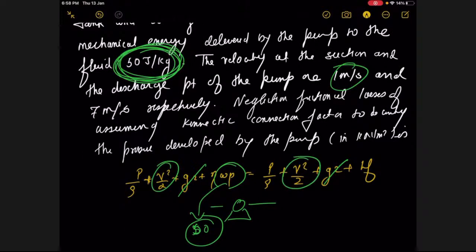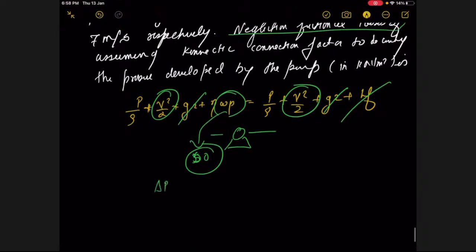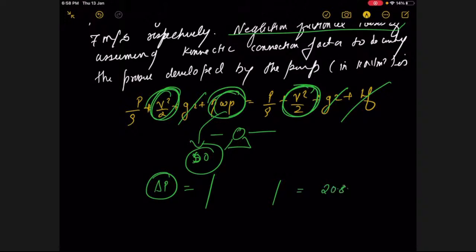And HF, is there any data? HF, neglecting frictional losses. Okay, it is neglecting frictional losses. The HF is 0. Now you can easily calculate the delta P value as all the values are given, and obviously delta P will be positive. To solve this, it will come to 20.8.